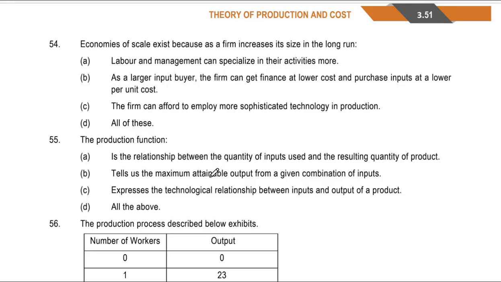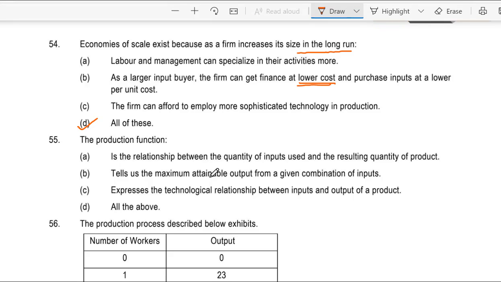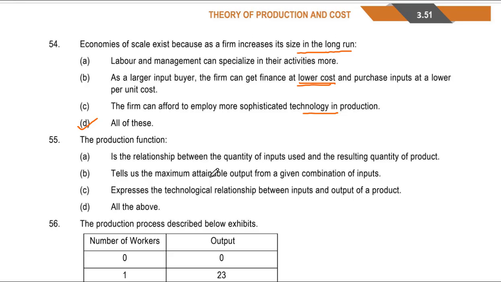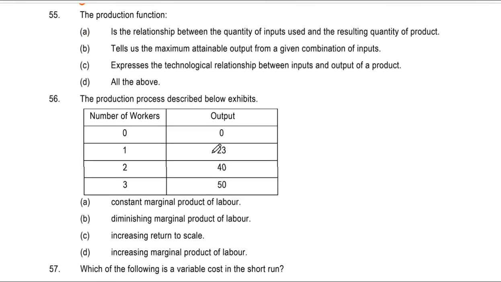So over here all the options are correct, so the answer is D. All of these. Economies of scale exist because the firm increases its size in the long run. A. Labor and management can specialize. Yes. As a larger input buyer, you will get lower cost benefit. Yes. The firm can afford to employ more sophisticated technology because they would be saving the cost. So the answer is D. All of the above.